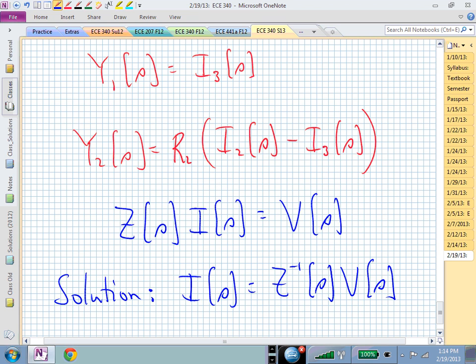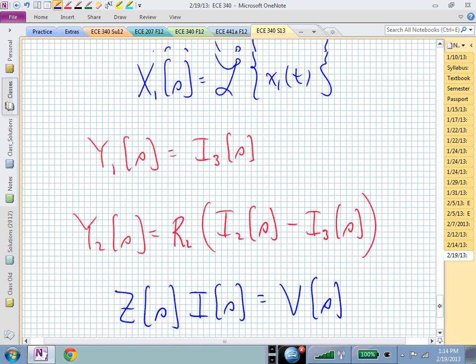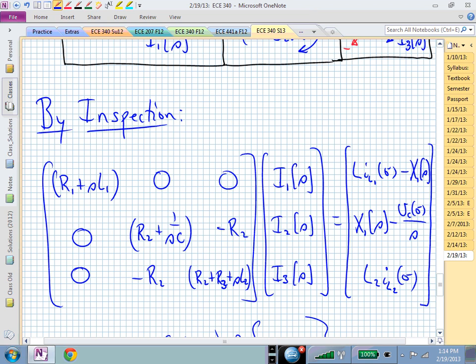My hand's getting sore. So I said this Z, I'm using that to represent this 3 by 3 matrix. Z, capital Z of S is now this 3 by 3 matrix. I can invert that matrix, and I'm going to then multiply that inverse of Z by this. This right-hand side is my capital V. It's a 3 by 1 vector of kind of a mess, isn't it? X sub 1 of S is going to be something, and these are going to be values or expressions.